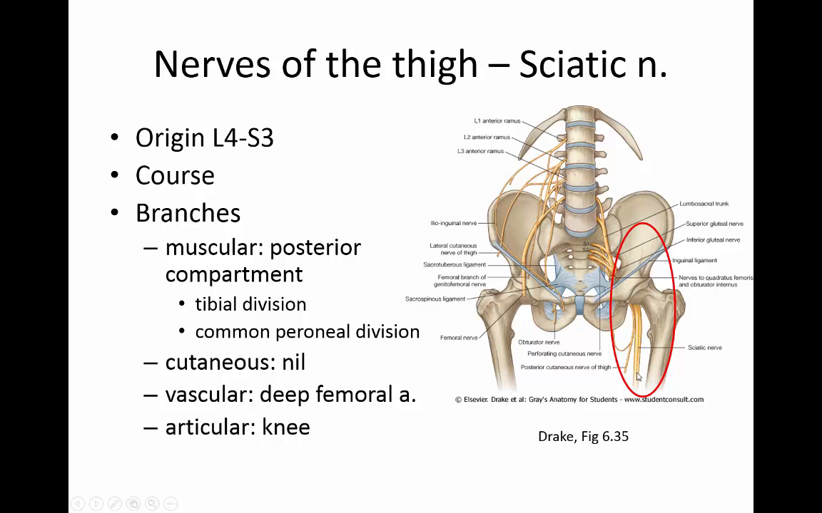In the posterior compartment, they innervate those posterior muscles, so we're talking mostly the tibial division, because its anterior divisions are going to innervate the knee flexors. Of course, the common peroneal nerve is innervating that short head of the biceps femoris. They don't innervate any skin, at least in the thigh. Vascular innervating parts of the deep femoral artery, and articular innervating the posterior knee.